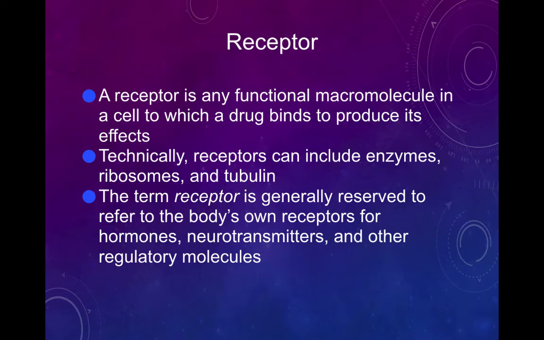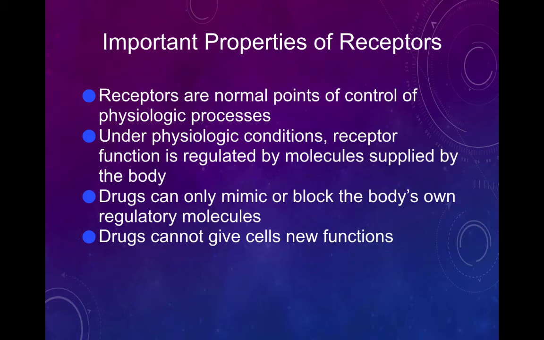So the term receptor is generally reserved to refer to the body's own receptors for hormones, neurotransmitters, and other regulatory molecules. Important properties of receptors: receptors are normally points of control for a physiologic process. That's what I was just saying. These receptors normally control the process that's going on in that cell. Under physiologic conditions, receptor function is regulated by molecules supplied by the body. So drugs can only mimic or block the body's own regulatory molecules. It's basically working on your own physiologic system. Drugs cannot give cells new functions.